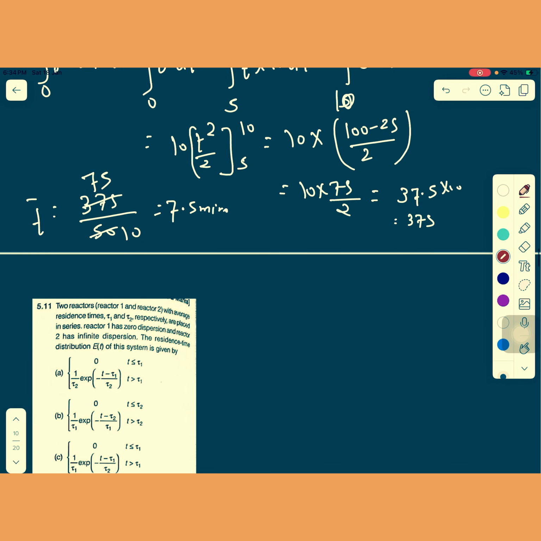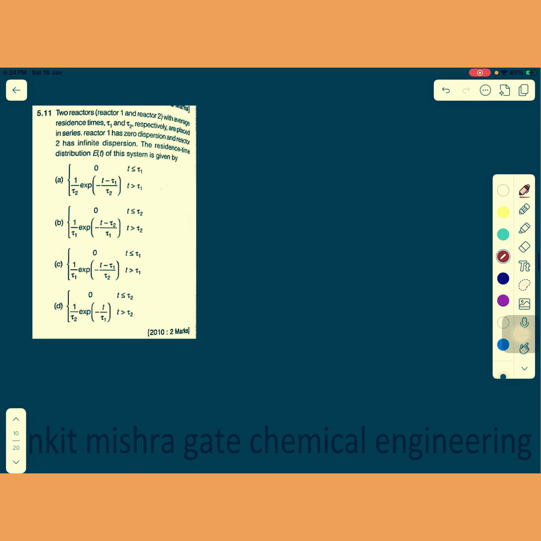Okay, so I'll be moving towards the next problem. Here there are two reactors, reactor 1 and reactor 2, with average residence times: reactor 1 has residence time tau 1, reactor 2 has residence time tau 2, placed in series. Reactor 1 has 0 dispersion and reactor 2 has infinite dispersion. Whenever there is 0 dispersion, that reactor is called a PFR, and whenever there is infinite dispersion, that reactor is called a CSTR.